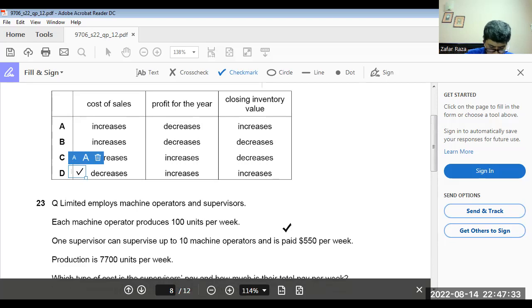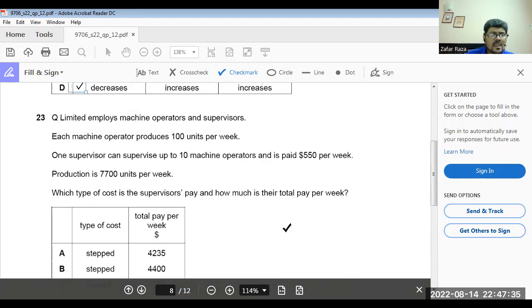Okay, now 23. Q Limited employs machine operators and supervisors. Each machine operator produces 100 units per week. One supervisor can supervise up to 10 machine operators and is paid $550 per week. Production is 7,700 units per week. Which type of cost is the supervisor pay and how much is their total pay per week?